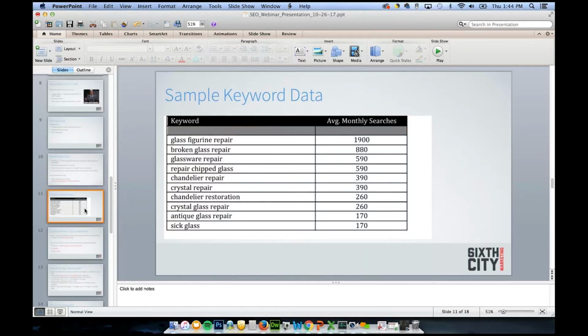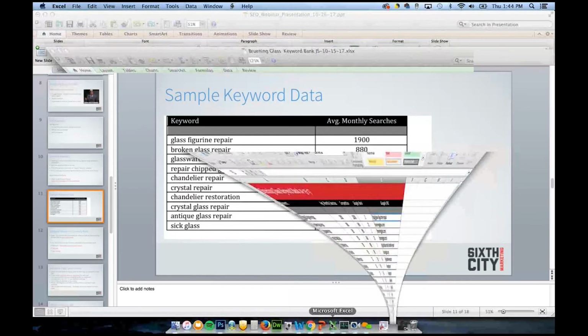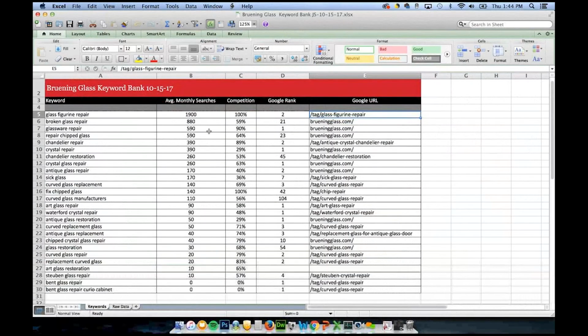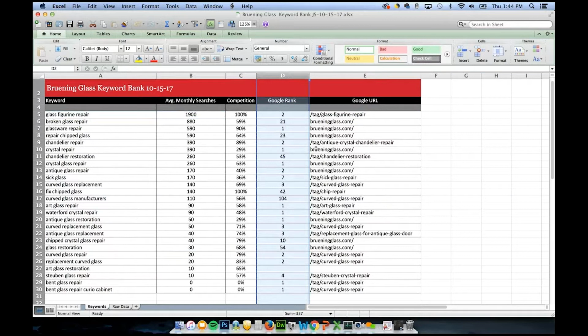So this is compelling when I show this to clients as a sample, but even more compelling, and I'm jumping ahead a little bit, is if you take it out to the next level and see not only what the keyword phrase is and how many times it's searched in a month, but where you rank for it, where your website ranks for it. And then what else is important is what page is ranking.